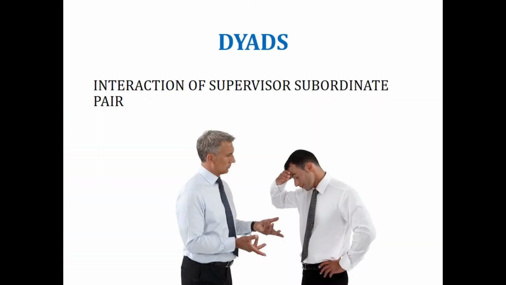Dyads. The interaction of a supervisor and subordinate pair is called a dyad. We already pointed out that the interaction of two persons is called a dyad. In this example, the interaction of a supervisor and subordinate pair is called a dyad. When the researcher wants to collect data from supervisors and subordinates, checking the interrelationship between the supervisors and subordinates, or the boss and the employees, that data collected, or unit, is called a dyad.